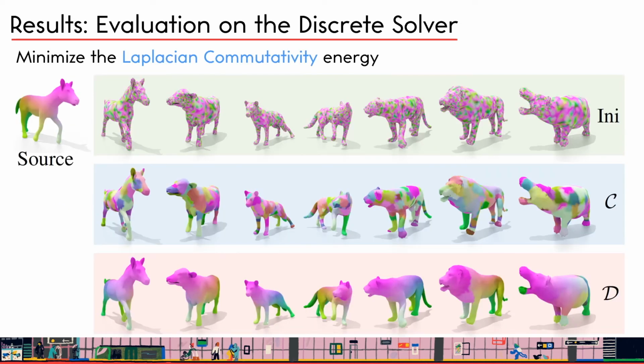Here we show some qualitative results. We use the continuous solver C and our discrete solver D to minimize the Laplacian commutativity energy from random initial maps, shown in the top row. We can see that the pointwise map obtained from our discrete solver, shown in the bottom, is more accurate and visually smoother than the continuous solver.